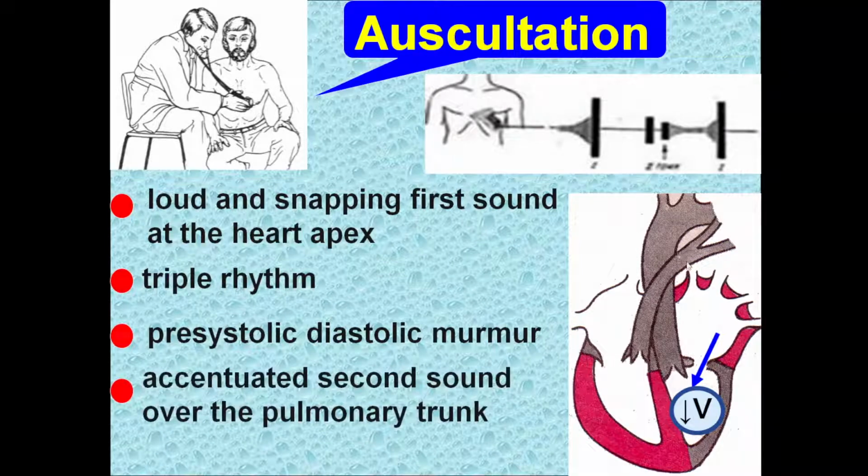Over the heart base there will also be specific changes. We'll hear an accent of the second sound over the pulmonary trunk. If you remember the mechanism of the Kitaev reflex, which finishes with increased pressure in the lesser circulation, it's characterized by an increase of the second sound over the pulmonary trunk, which becomes louder than over the aorta.